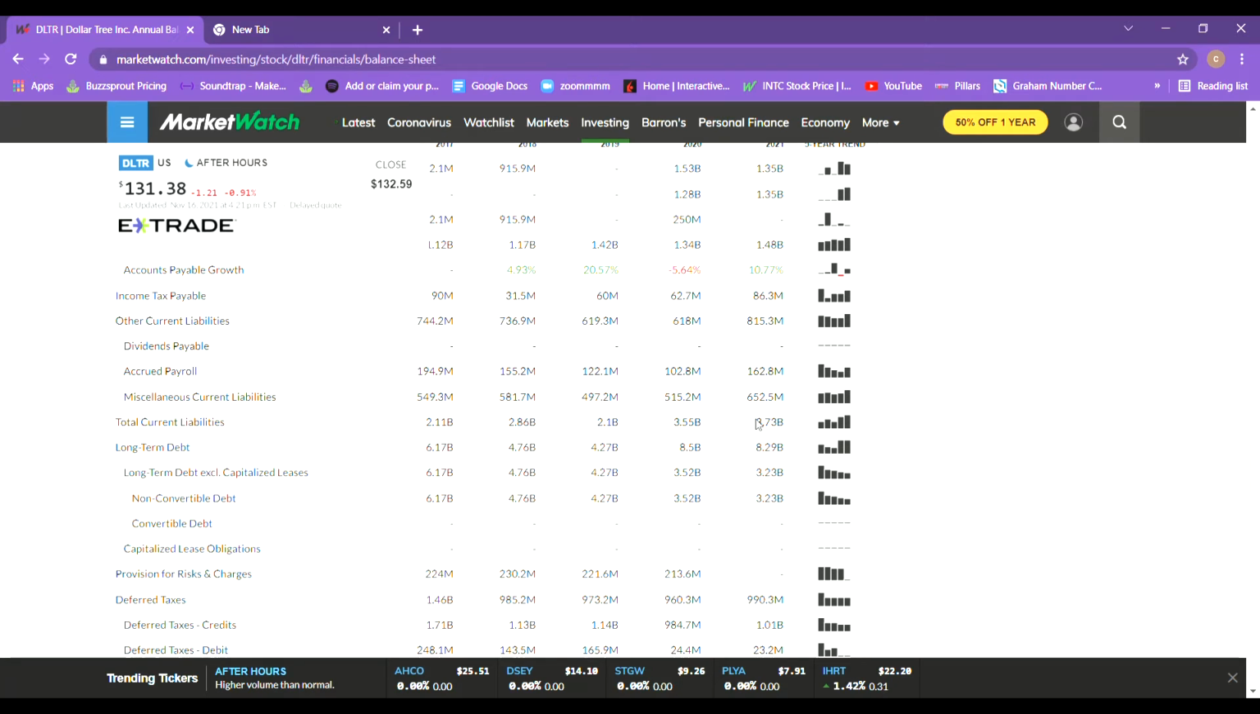Now, of course, let's look at their current liabilities. As of 2021, they're at 3.73 billion. This is an increase of 77%, which is a larger increase than what the current assets had. Overall, though, they do have 1.32 billion more in current assets, so nothing to worry about as of right now. Hopefully, we can see this grow at a slower rate in the near future.